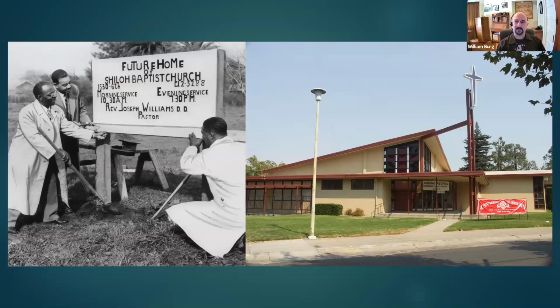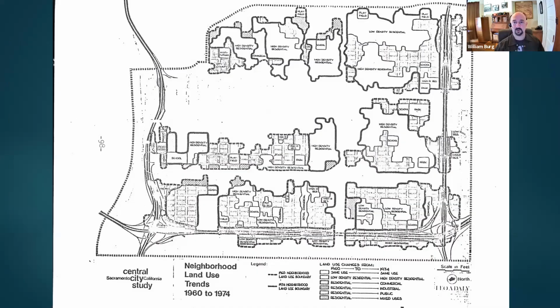But what happened is, because redlining was still in place in the 1950s and 1960s, Oak Park became redlined, even as new construction was going on. The Shiloh Baptist Church, originally at 6th and P Street, moved to 7th Avenue and built a new building designed by Sacramento's first African-American architect, James Dodd. It's currently not only a Sacramento landmark, but listed in the National Register of Historic Places.